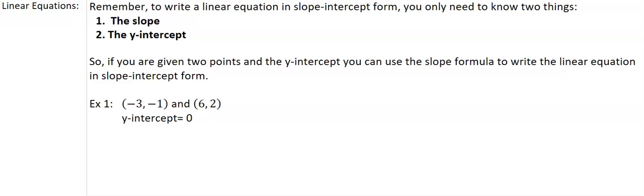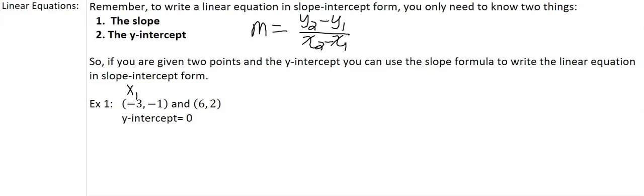So today we're going to continue on with our linear equations. Remember, we need two things to write it in slope-intercept form. We need to know the slope, and we need to know the y-intercept. So if we're given 2 points and the y-intercept, we can use the slope formula to write a linear equation in slope-intercept form. And remember, our slope formula is the change in y over the change in x.